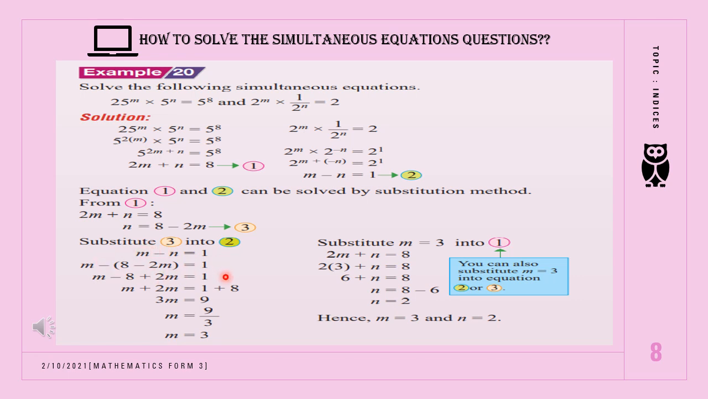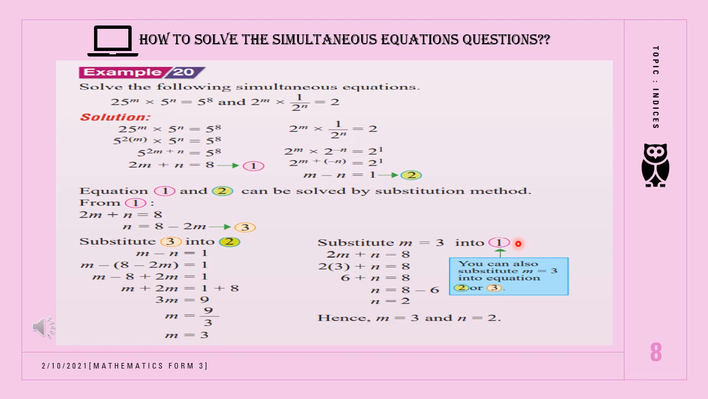So equations 1 and 2 can be solved by the substitution method. From 1, you take the linear one, 2m plus n equal to 8. So you make n the subject: n equal to 8 minus 2m. So you get the linear number 3. Substitute 3 into 2. Because you use the substitution method, you just put it in. So m minus n equal to 1, the n will be changed to 8 minus 2m, from linear 3.